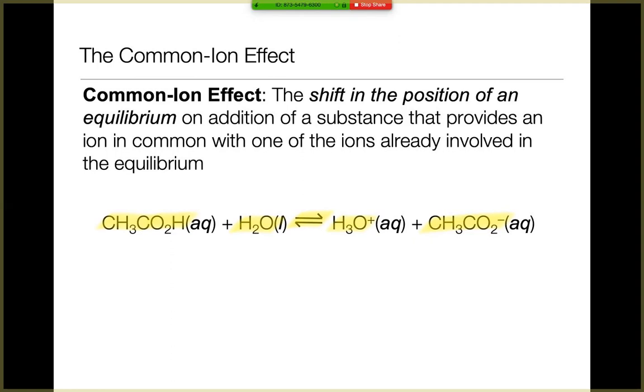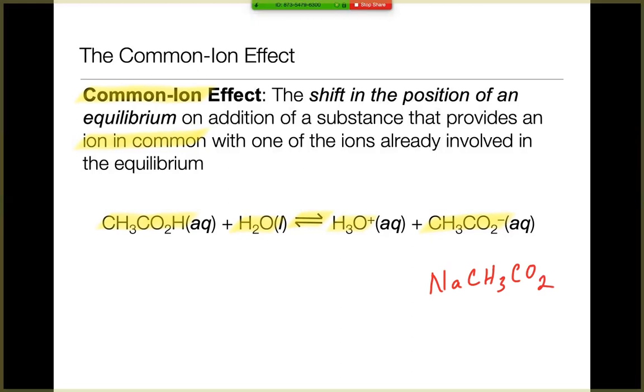So how are we going to stress this system? For this particular example, we're going to be adding an ion that's in common with one of the ions that are already in equilibrium. That's where we're getting that phrasing, common ion, and then effect is just some sort of effect. So imagine I have this solution of acetic acid, and then I dissolve into it this compound here. This is sodium acetate.